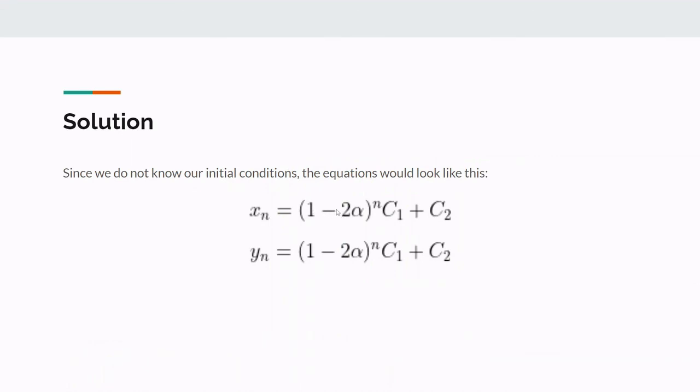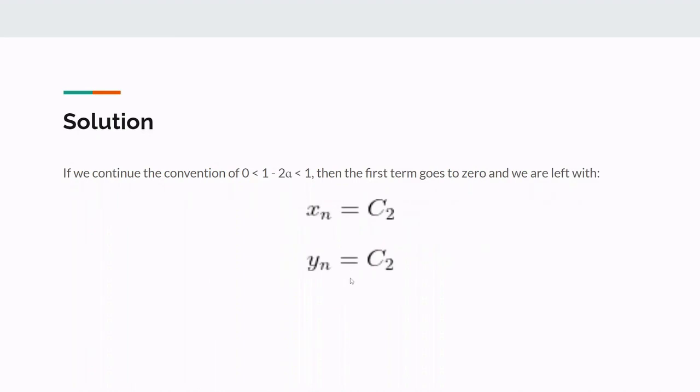So we are left with 1 minus 2 alpha to the n c1 plus c2, and we get something similar for y sub n. Keeping the convention of 1 minus 2 alpha being between 0 and 1, it goes to 0, and we are just left with these two constants. Now, since we don't know the initial conditions that the author employed to make the other models, it is very hard to tell what these constants would be, but it would likely turn to a de-escalation situation if we consider previous variables of alpha and mu, and maybe some average of America and Russia.